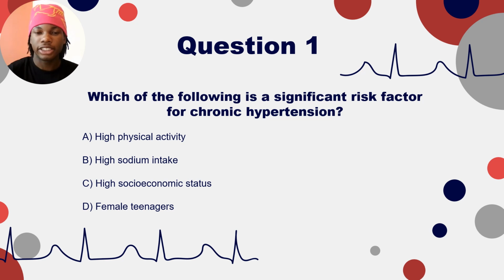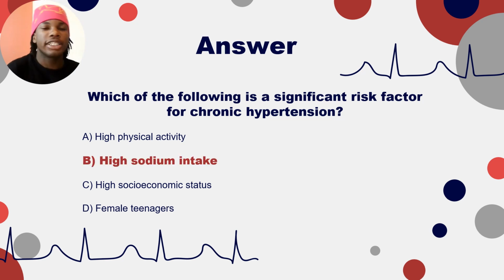Let's see if you guys are paying attention. Question 1. Which of the following is a significant risk factor for chronic hypertension? A. High physical activity. B. High sodium intake. C. High socioeconomic status. D. Female teenagers. The correct answer is option B. High sodium causes increased pressure in the blood vessels as it retains water.